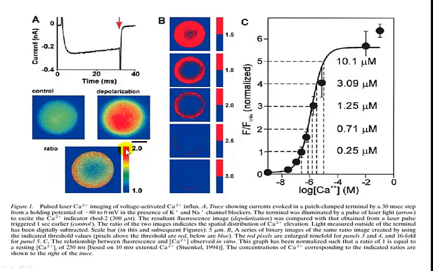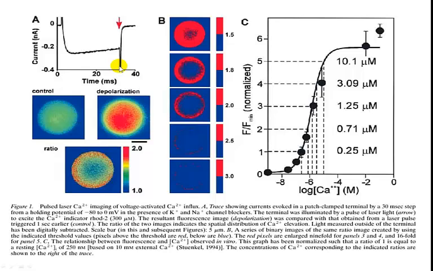So this is their scale bar. If it's equal to the extracellular, it's 1. If it's higher, then it's up to 2, right? It goes to the red. So red is more calcium, is the way to think about it. So here in panel A, they used a pulse laser calcium imaging of voltage activated calcium influx. So in A, this trace, notice time in milliseconds and current. So a downward deflection is an inward current.